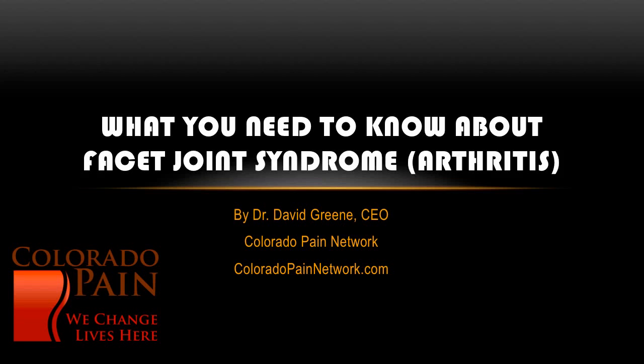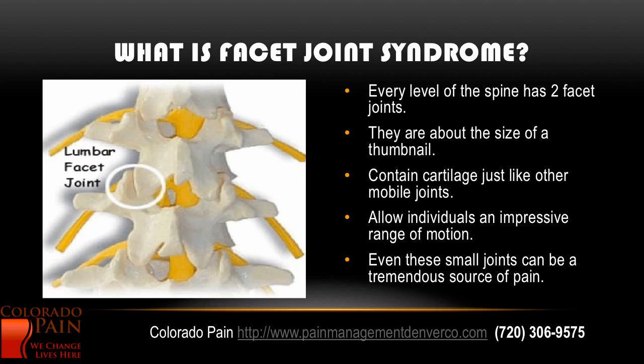The topic today is what you need to know about facet joint syndrome. At each level of the spine, there are two facet joints. You can see here the back of the lumbar spine. You have a facet joint on the left, one on the right, then you go below, left, right.